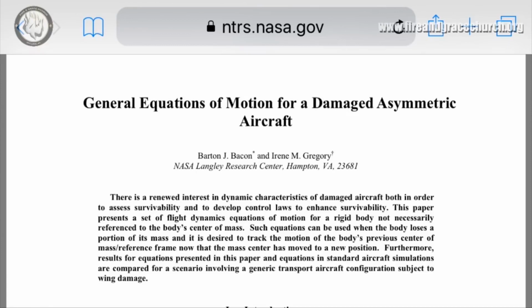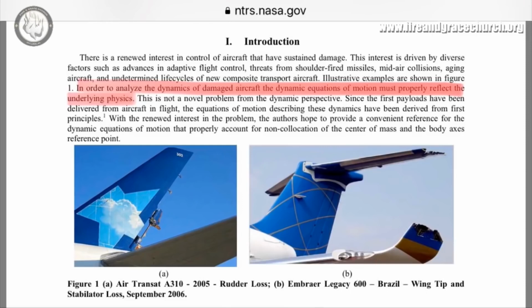Now, this is general equations of motion for a damaged asymmetric aircraft. So what they're trying to do is fix equations if a plane loses part of its wing or tail fin or whatever, how to compensate and all that stuff, right? So that's what this is about. And the technical manual gives you this stuff. Here's the introduction. Just so you know, it says in order to analyze the dynamics of damaged aircraft, the dynamic equations of motion must properly reflect the underlying physics.